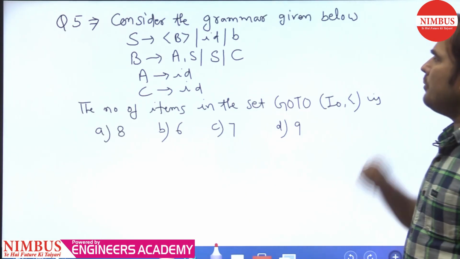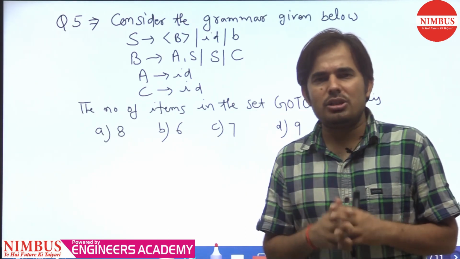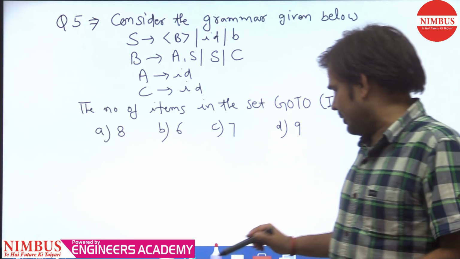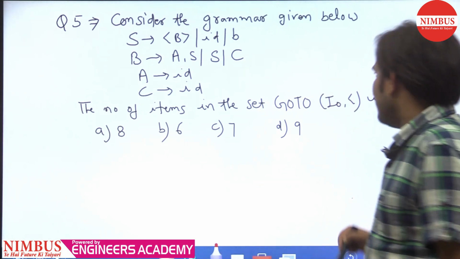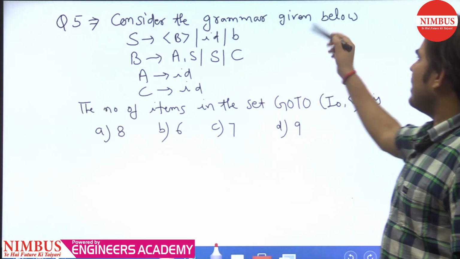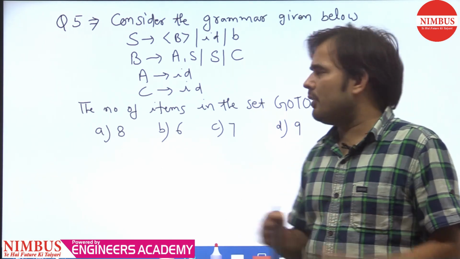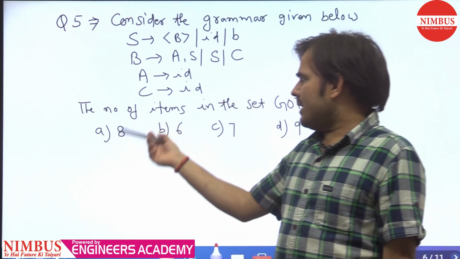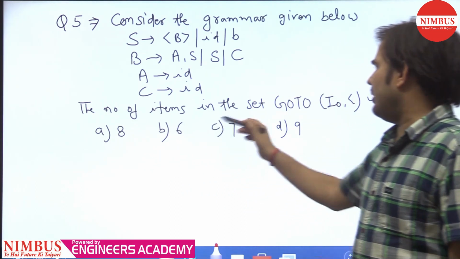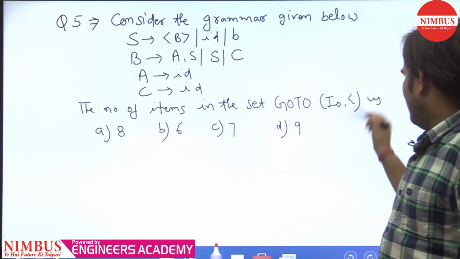So this is my question number 5. Okay, let's see question number 5 and read it carefully first. सबसे पहले हम इसको पढ़ेंगे अच्छे से. Consider the grammar given below. This is the grammar. It is asking you the number of items in this set I naught.